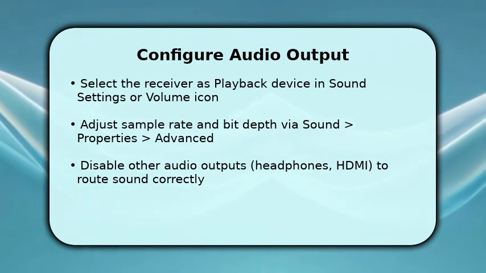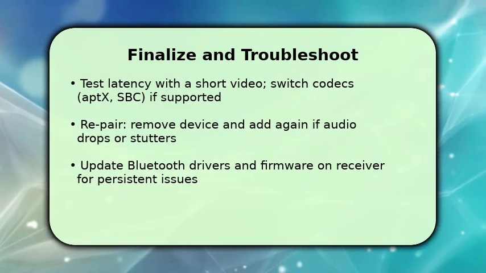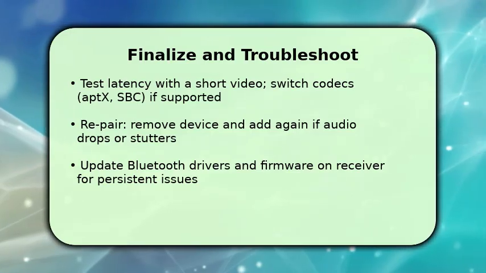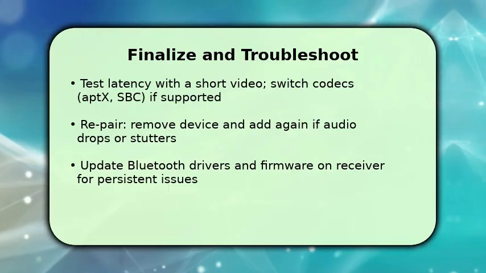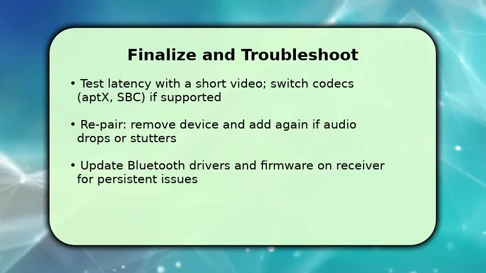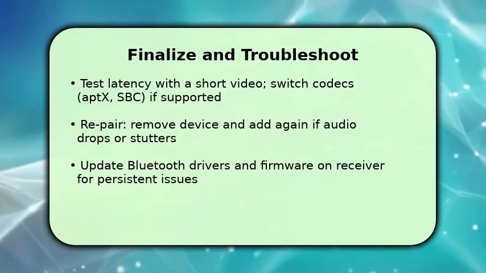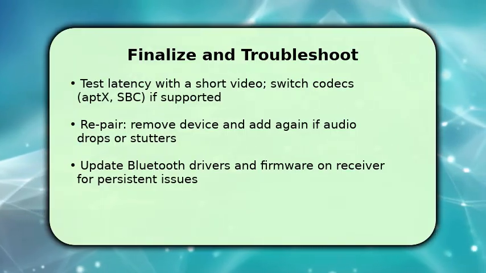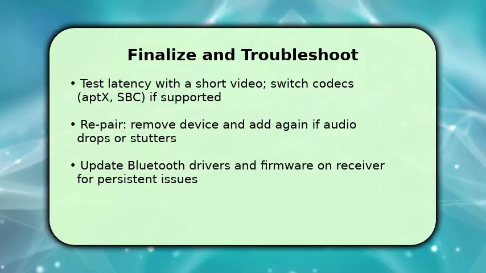To finish, verify audio sync by playing a short video and listening for delays. Codec choice affects latency, so switch if your receiver and adapter support aptX or similar. If audio cuts out or stutters, remove the device from Bluetooth settings and pair again, because a fresh handshake often clears glitches. Make sure PC Bluetooth drivers and the receiver's firmware are up to date. Updates fix compatibility bugs. One key troubleshooting tip: restart both devices before deep diving into settings.